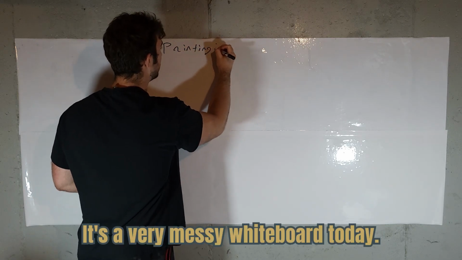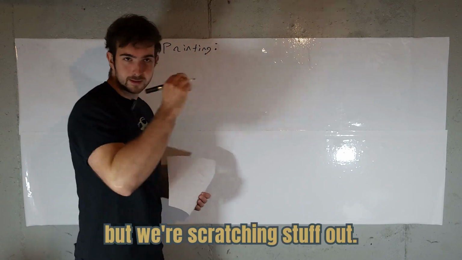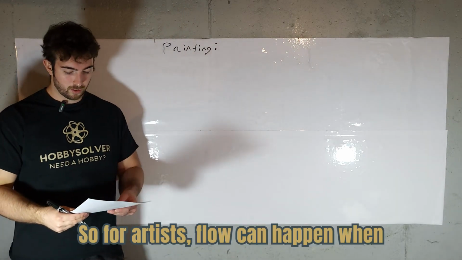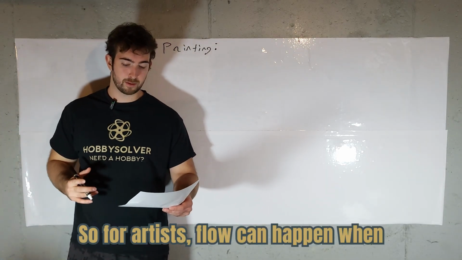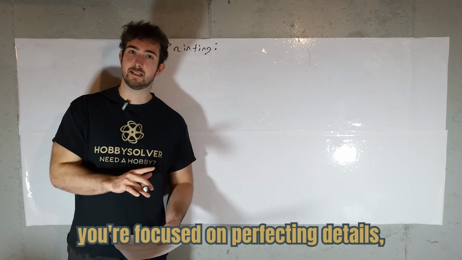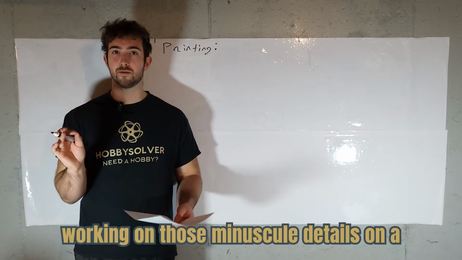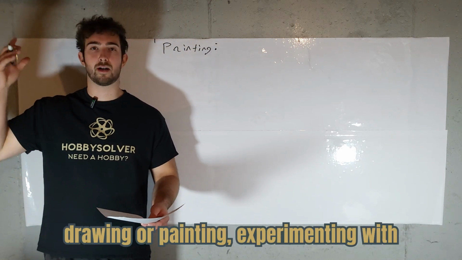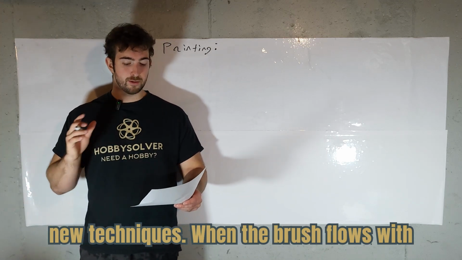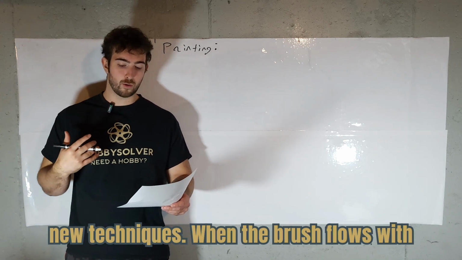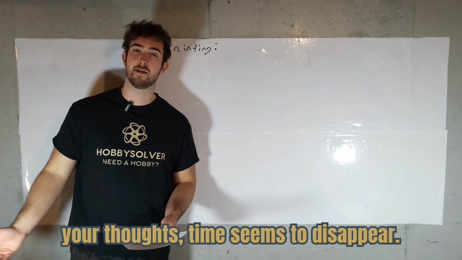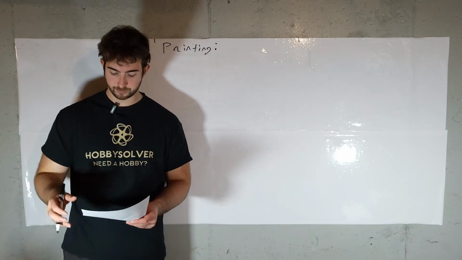So 2 examples, painting. It's a very messy whiteboard today, but just scratching stuff out. For artists, flow can happen when you're focused on perfecting details, working on those minuscule details on a drawing or painting, experimenting with new techniques. When the brush flows with your thoughts, time seems to disappear.